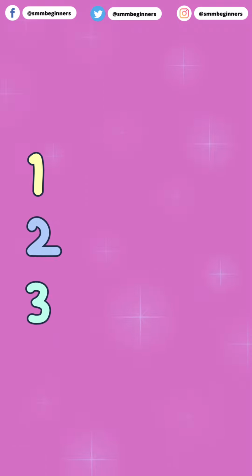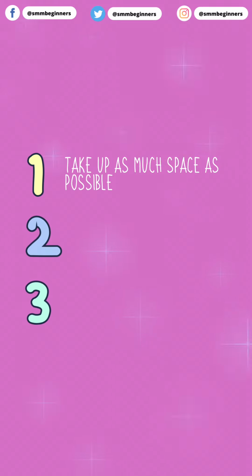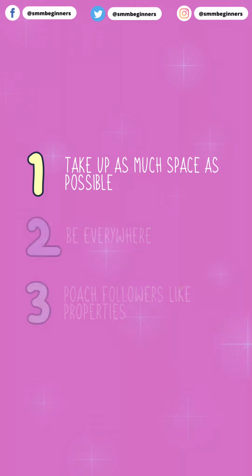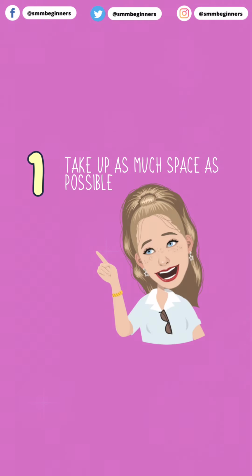There are 3 ways, in my opinion, to monopolize Instagram in the same way that you'd monopolize a Monopoly board. Number 1. Take up as much space as possible. Number 2. Be everywhere. Number 3. Poach followers like you'd poach properties. In this video, I'm going to talk about number 1 specifically, take up as much space as possible.